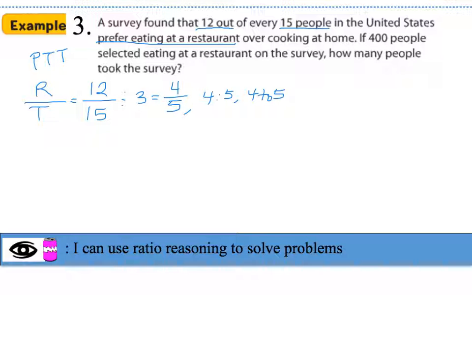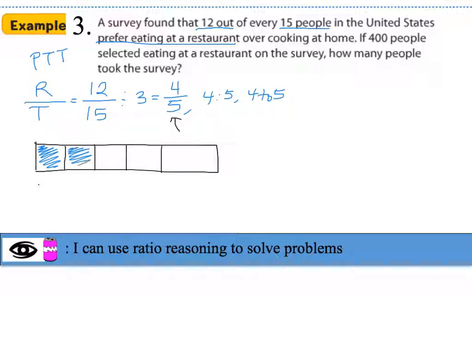So since I know that this is a part to total ratio, I'm going to go ahead and draw one large box and divide that into 5 sections, because that was the total amount in my reduced fraction. Then I'm going to go ahead and label or color 4 of them, because 4 out of the 5 represented people who selected that their preference was eating at a restaurant. So I'm going to go ahead and group these 4 and call it restaurant.